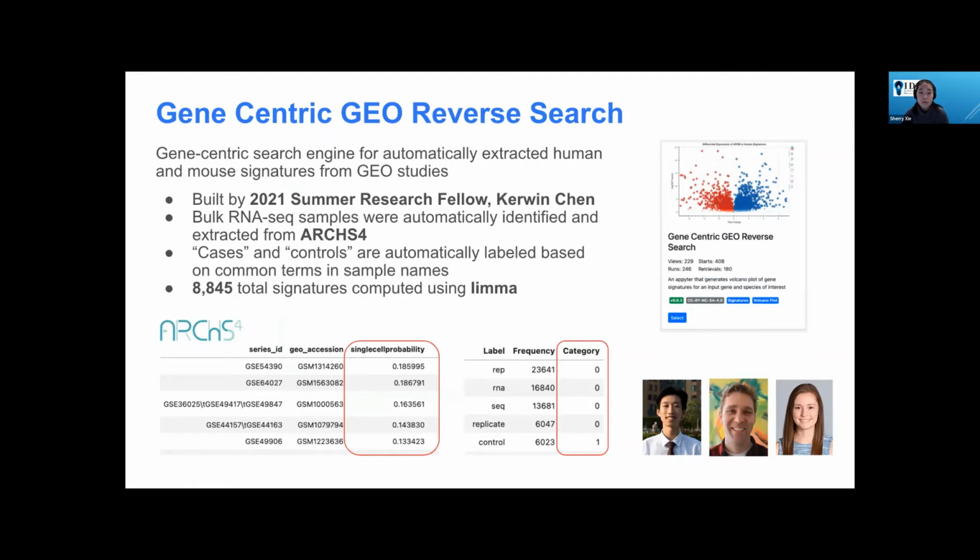In this case, the bulk RNA-seq samples were automatically extracted from ARCHS4 and identified based on their single cell probability, and then labeled as cases or controls automatically based on the frequency of the terms found in the actual sample labels. This resulted in a total of 8,000 signatures that were computed using limma.